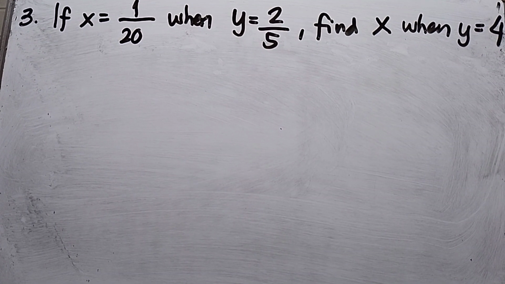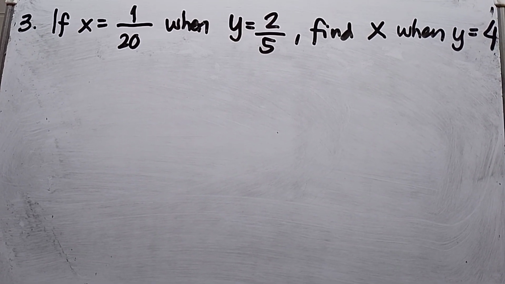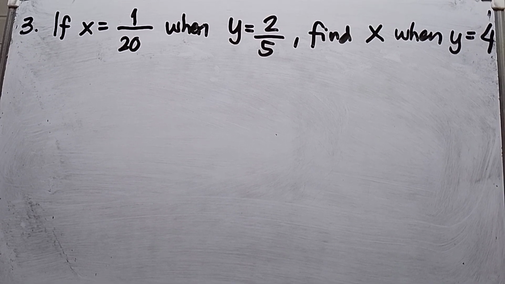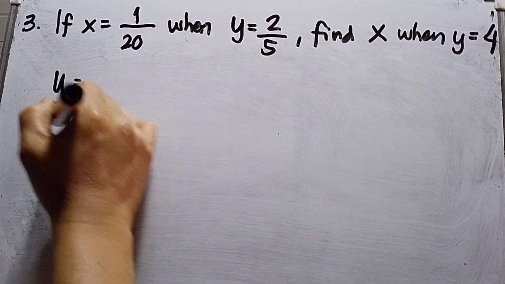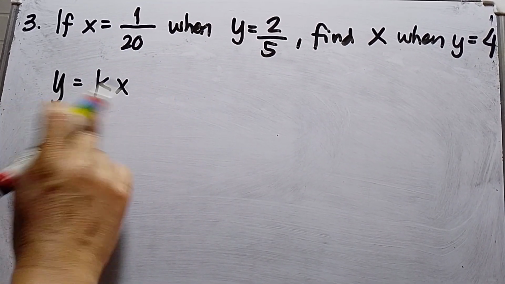Now let's move to number 3. If x equals 1 over 20 when y equals 2 over 5, find the value of x when y equals 4. Again, the formula for direct variation is y equals k times x.